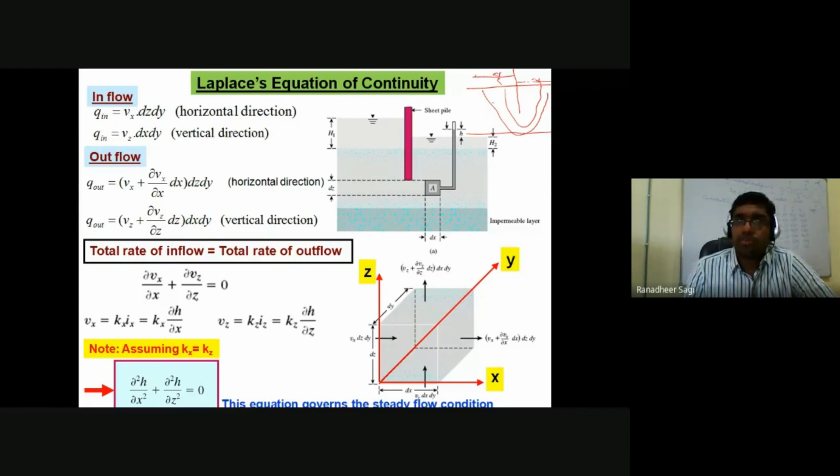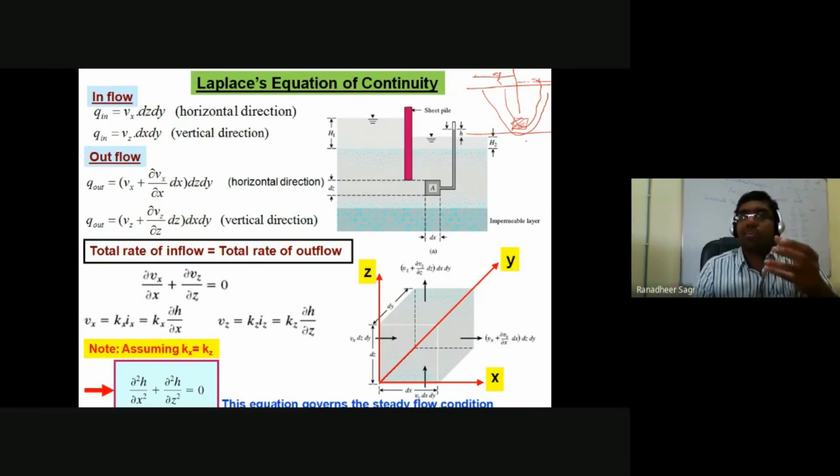Now, when the water is flowing from upstream to downstream, I am taking a small soil element here, and trying to understand how the flow happens through that particular soil element. With what velocity is the water particle entering the soil element in the horizontal direction as well as in the vertical direction? Because the flow is going to be a two-dimensional flow, you cannot say the flow always happens only in horizontal or vertical. So water can move into the chosen soil element either in the horizontal direction or in the vertical direction.